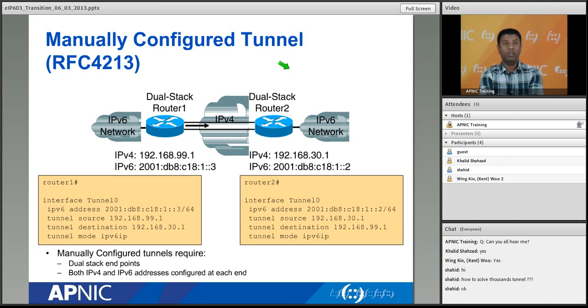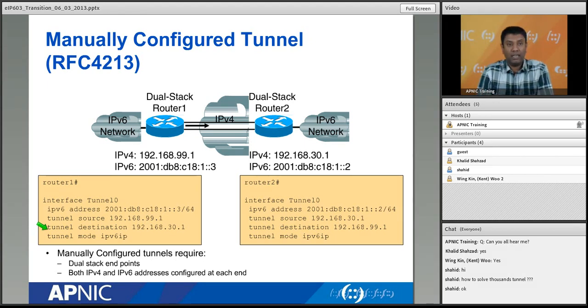The address is 192.168.99.1. On the other side, the destination side of the tunnel, which is router 2, their IPv4 address is 192.168.30.1, two different networks, right? As long as the tunnel source, which is our router 1, and the tunnel destination, which is router 2, can ping each other on IPv4, I'm ready to create the tunnel. Simple as that, right? So on R1, interface tunnel 0. The tunnel source is 192.168.99.1. The tunnel destination is 192.168.30.1, which is this. I can ping them before I test it, right? Tunnel mode is IPv6 IP. So that's the simple configuration of the tunnel.